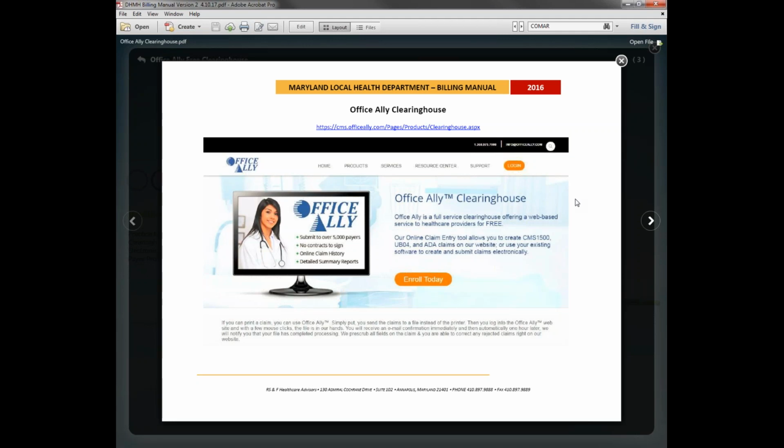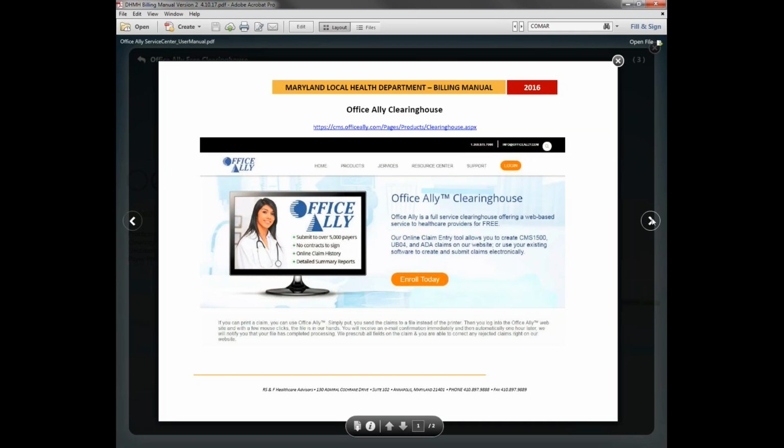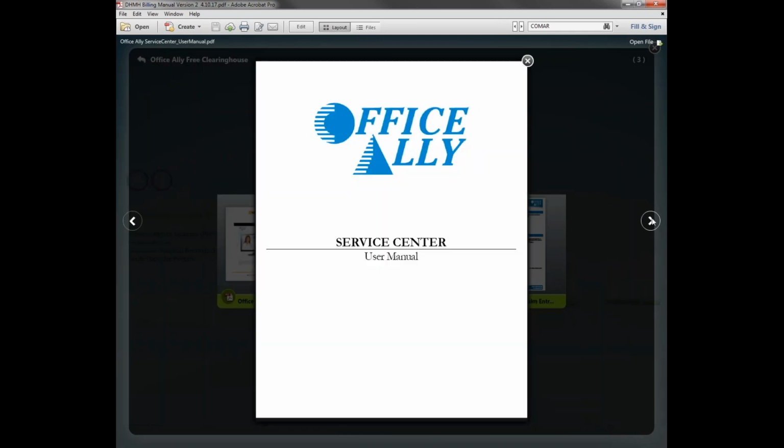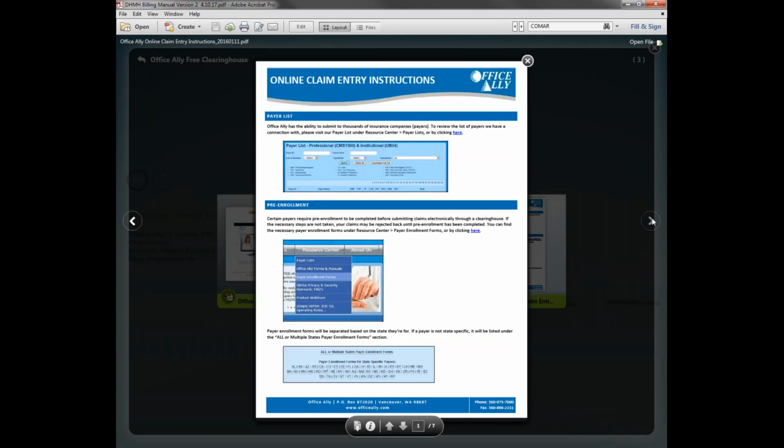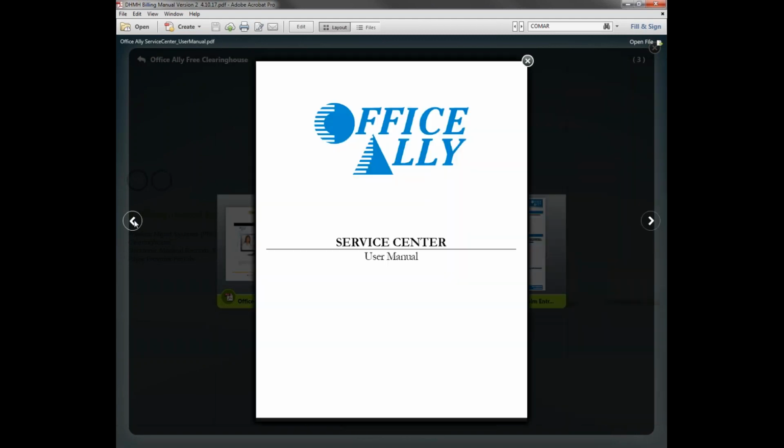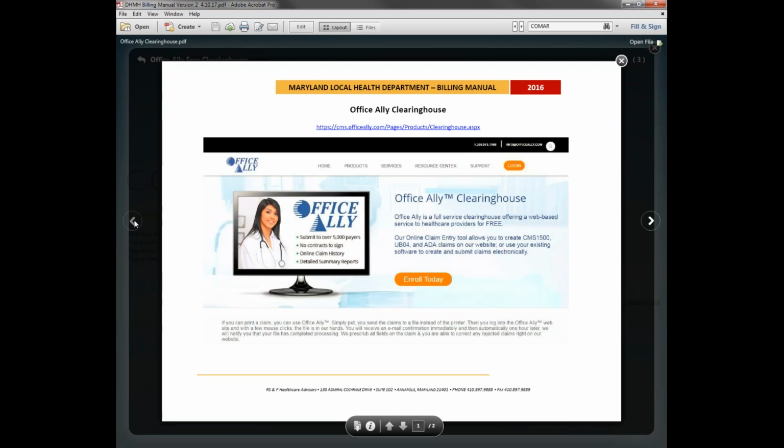So like I said, there are a couple of health departments that are currently using Office Ally. They don't have practice management systems. So they log right onto Office Ally and submit their claims directly that way. This is a little bit about the user manual. We included that for those health departments that are interested in looking into it or using it. And then this is the online claim entry instructions, just basically showing you how to navigate and put your claims in.